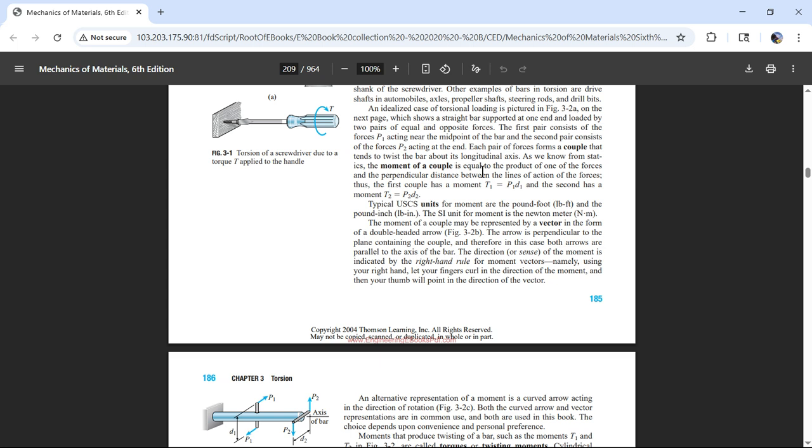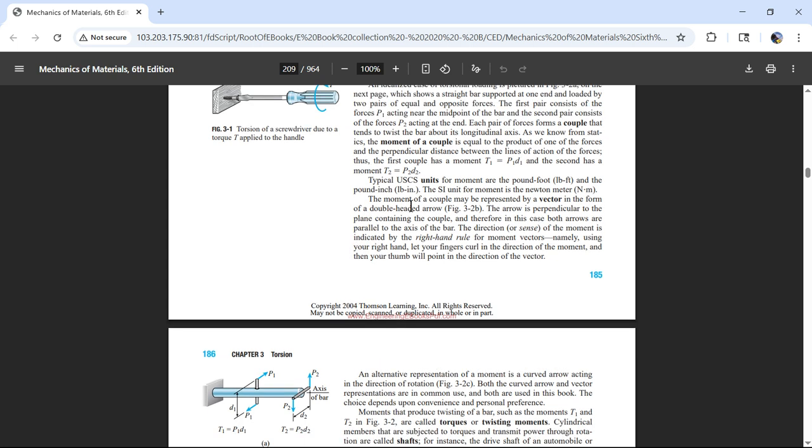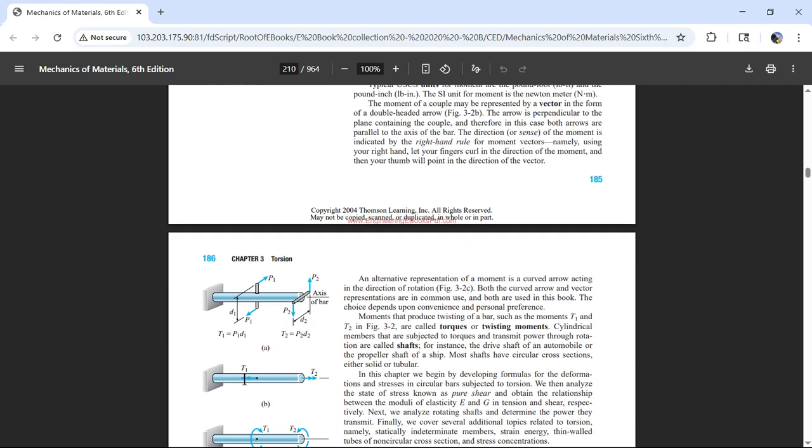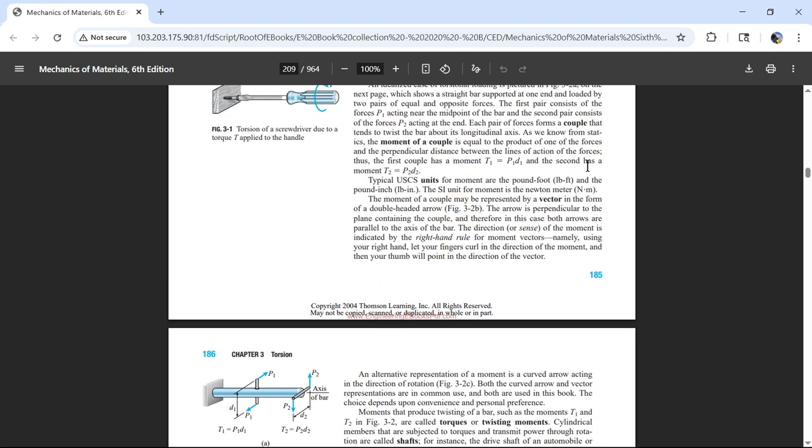Moving on. And that's equal to the product of one of the forces and the perpendicular distance between the lines of action of the forces. Thus, the first couple right here must have P1, D1, right? The first couple has a moment, T1, and that's going to be the value of it, also probably representing torque 1. We're calling this a torque as well. And the second couple has a moment T2, which is equal to that force P2 times the distance between those two forces, which is D2.